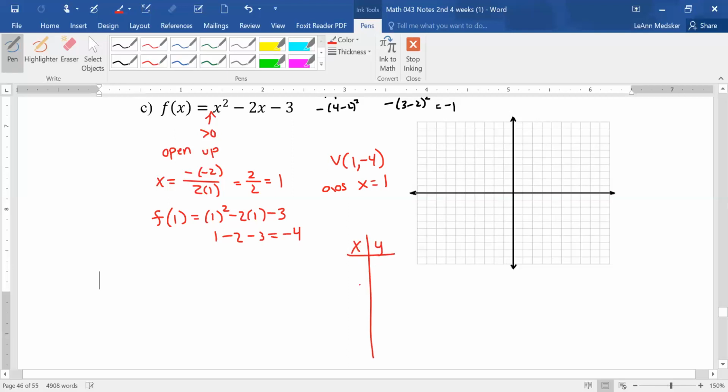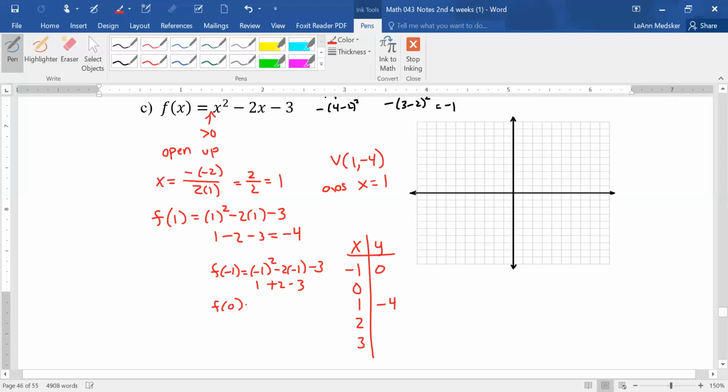So this is 1, negative 4 goes in the middle. That's our vertex. So we need 0 and negative 1 for smaller and 2 and 3 for larger. So if we do f of negative 1, that is negative 1 squared minus 2 times negative 1 minus 3. So that's 1 plus 2 minus 3. That's going to be 0.